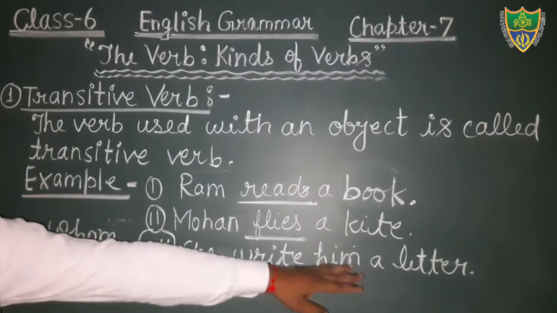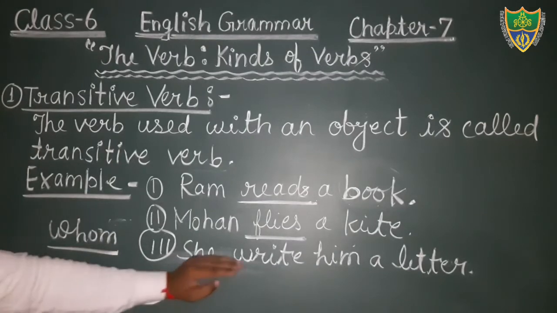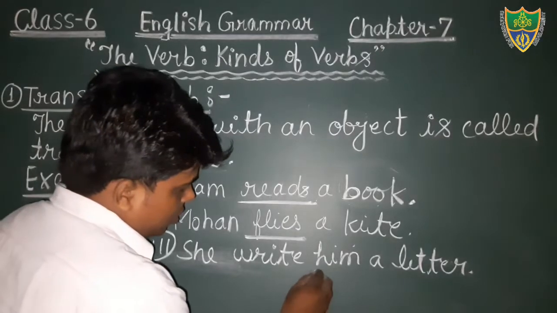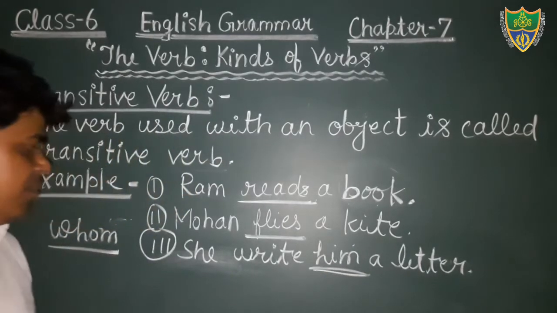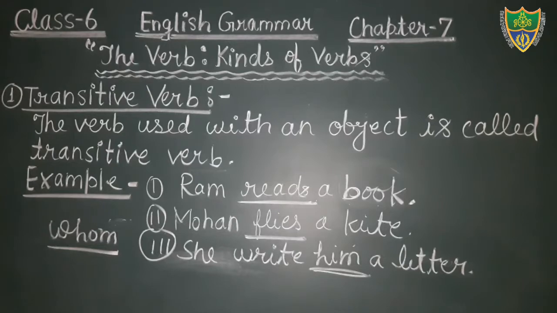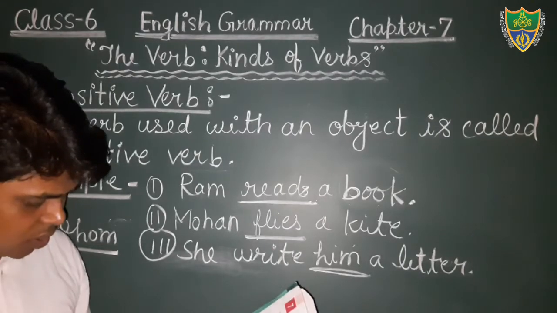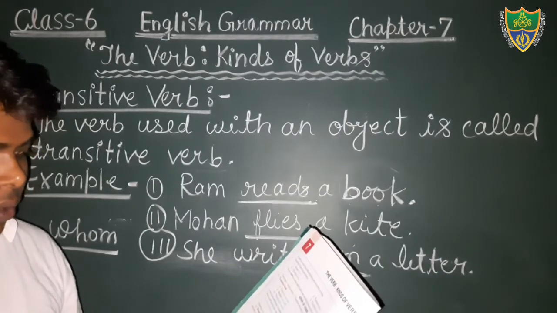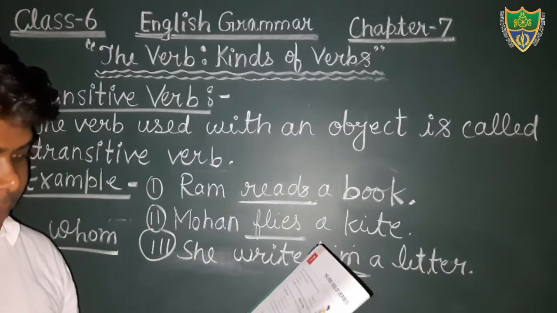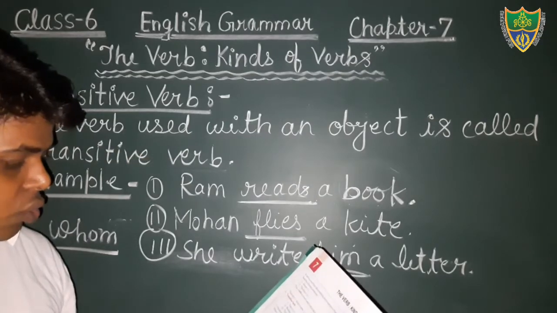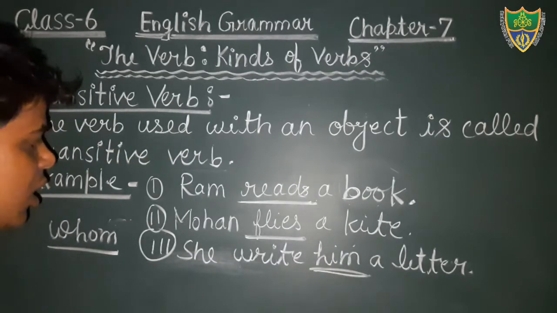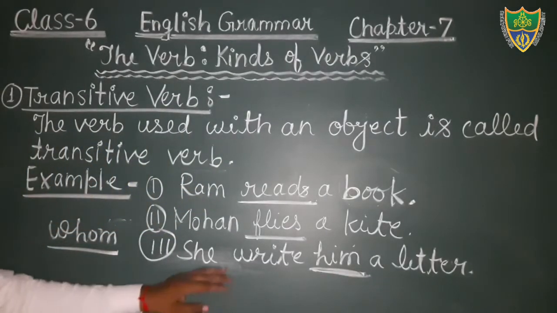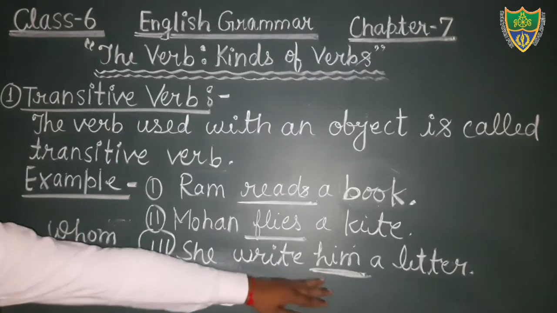So we are getting an answer. She writes him a letter. Here the object is him. Wait one minute, it is given here in your book. In the above sentence, asking the question whom, the verb answers him. So the word him is the indirect object. It is given in your book. We are getting the answer him.